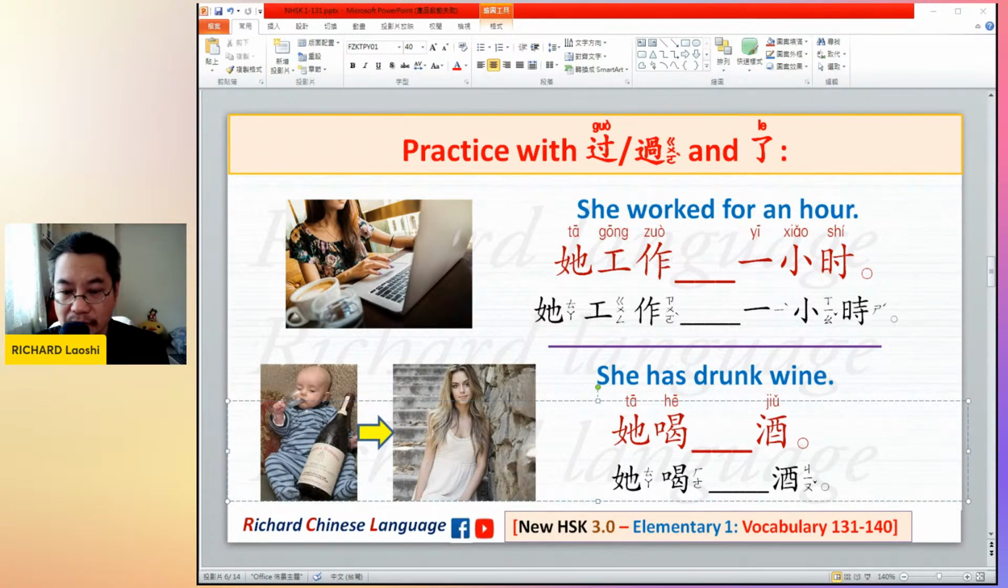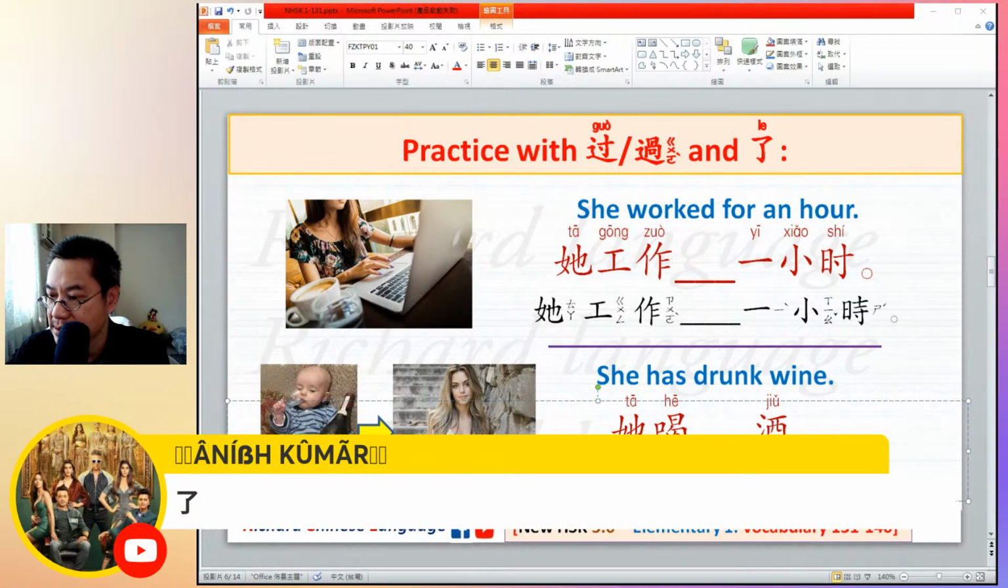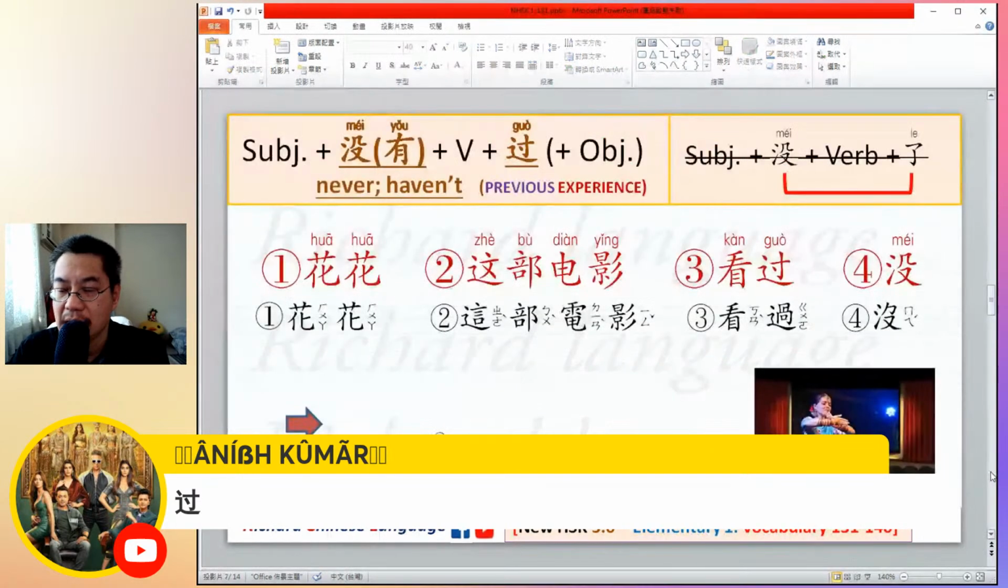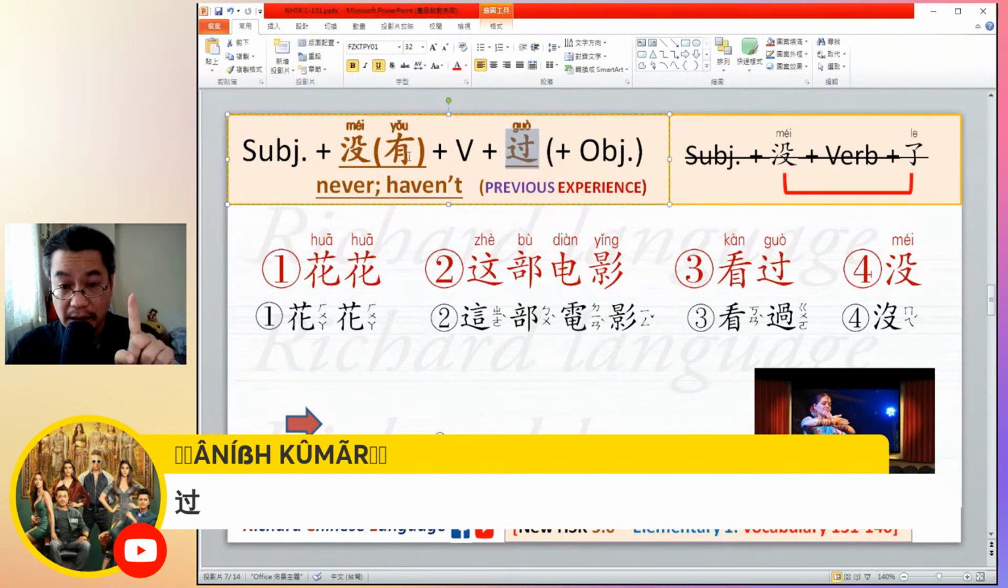Okay. So that's the difference. Okay, so let's see. Yeah, 了. Okay, 过. Very good. Okay, so let's continue. And one thing I have to tell you is very important. That is how to negate 过, the sentence with 过.